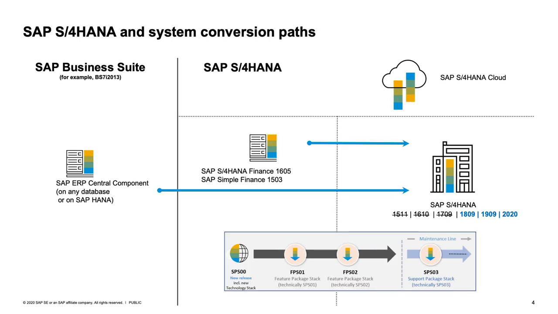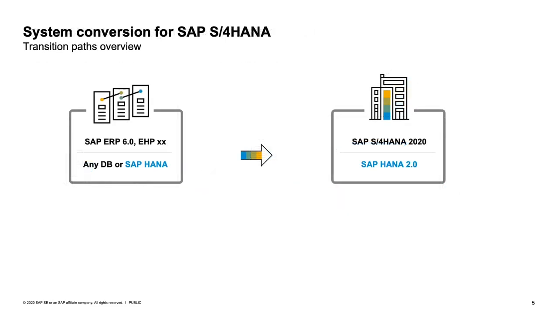Let's have a short look at the release strategy of SAP S/4HANA. We come out with something we call the initial stack, support package stack zero. And then we have two feature package stacks. After that, the release, like 9.9, will be in maintenance mode. That is, we will have support package stacks in future. That is the S/4HANA family.